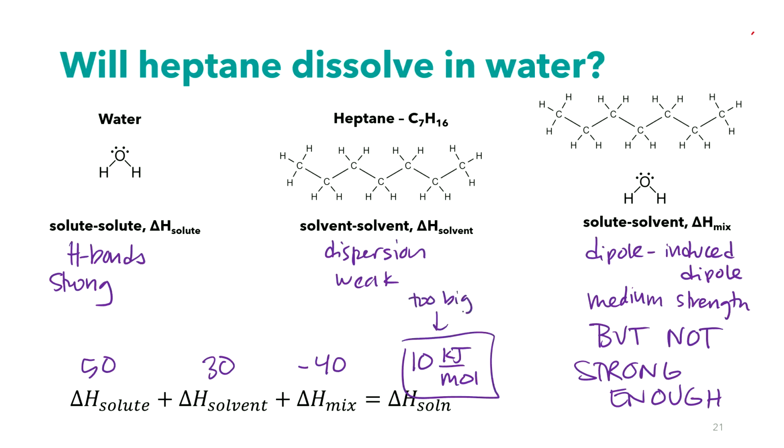too big for mixing. And I know this to be true because when I put water and heptane together, they sit on top of each other. They're immiscible, and we'll talk about that definition, hopefully in a little bit. All right? So that's too big. Those water molecules to solvate heptane have to give up so many awesome hydrogen bonds for these really weak interactions, and that just doesn't happen. Okay?